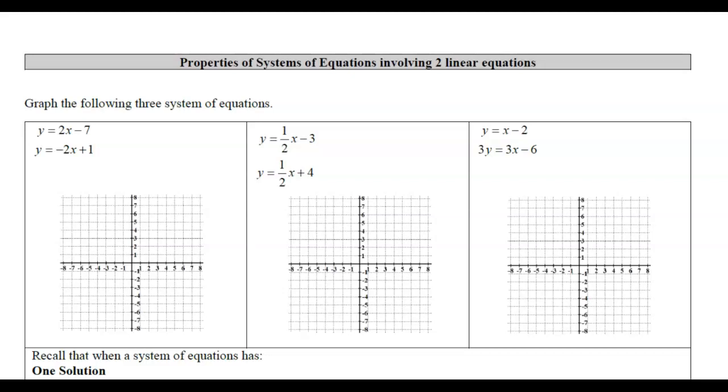Look again. So graph the following. Take a look at this. Has a slope of 2, and the second line has a slope of -2. What do you think? Are they going to give you 1 point, no points, or infinitely many? Do they have the same slope? No. Okay. They don't have the same slope. You'll get 1 point of intersection. Okay.